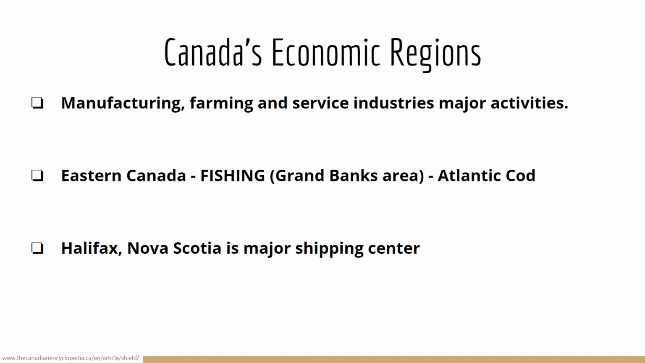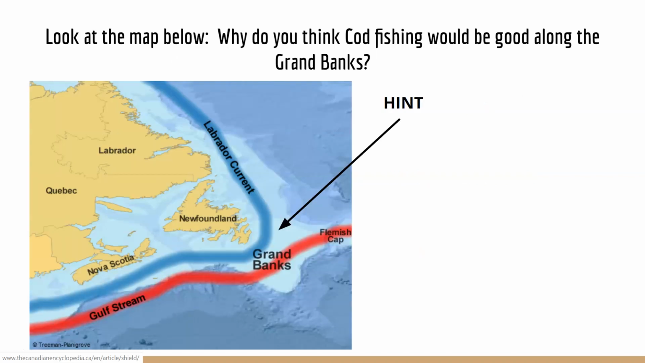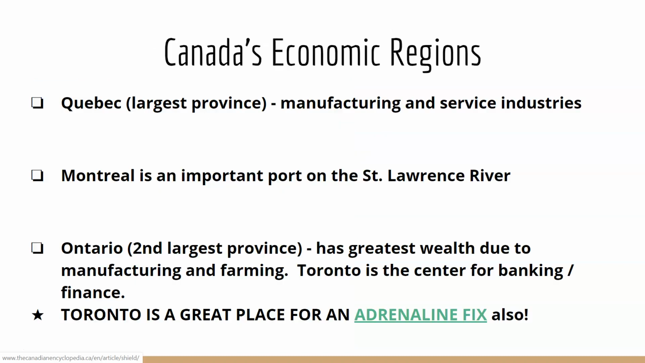In Eastern Canada, fishing is a very big one. The Grand Banks area, particularly Atlantic cod, is very important. You'll also see this certainly in Western Canada too, but we're going to be talking about a different kind of fishing. So this would be like Halifax, Nova Scotia, which is a major shipping area and certainly is very well connected into the Atlantic as well. And so thinking about this, see if you can figure out why Grand Banks would be such a great place for fishing, especially for cod fishing. Hint, look at the picture to help you figure it out.